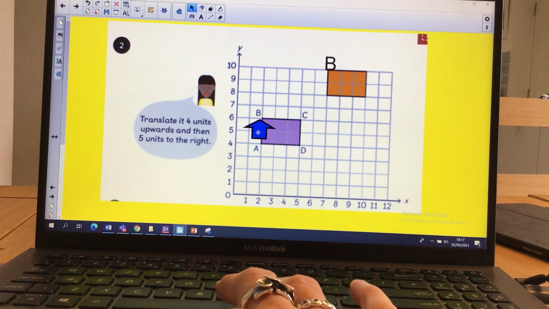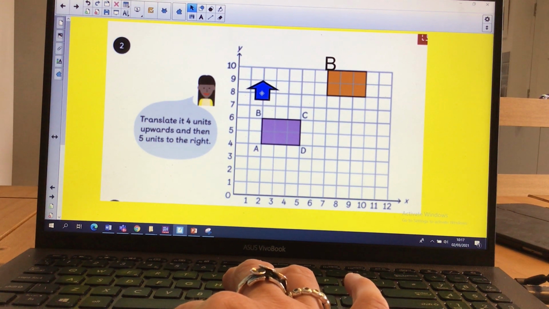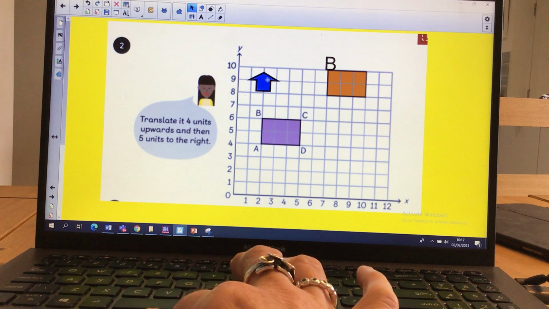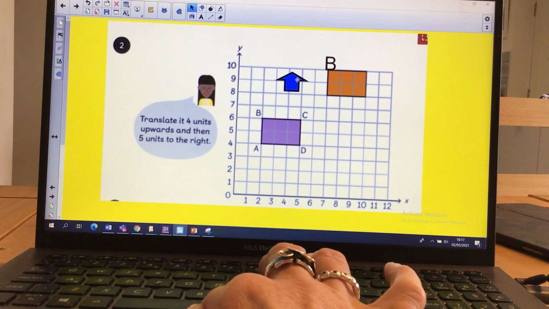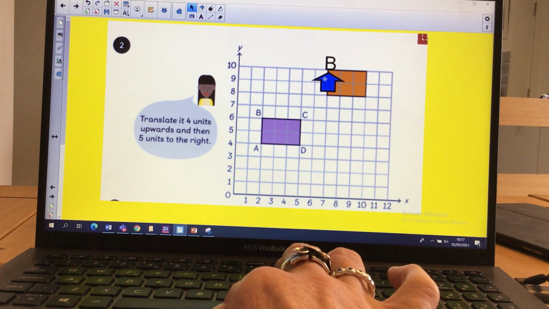So let's go. 4 units up, 1, 2, 3, 4, and then 5 right. Oh, come on. 1, 2, 3, 4, 5. Yeah, it ends up there.